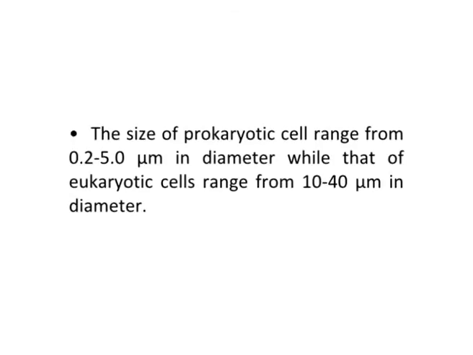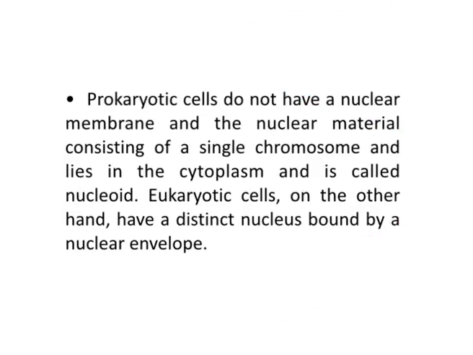First, the size of prokaryotic cells ranges from 0.2 to 5 micrometer in diameter, while that of eukaryotic cells ranges from 10 to 40 micrometer in diameter. Secondly, prokaryotic cells do not have a nuclear membrane, and the nuclear material consisting of a single chromosome lies in the cytoplasm and is called nucleoid. Eukaryotic cells, on the other hand, have a distinct nucleus bound by a nuclear envelope.